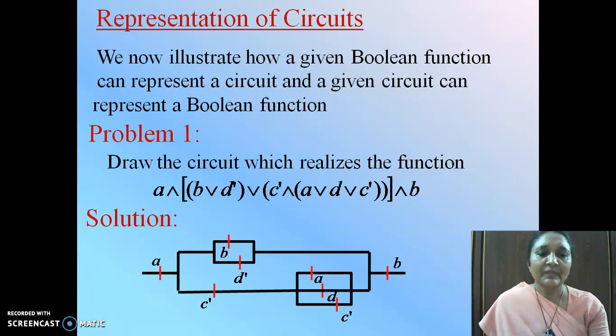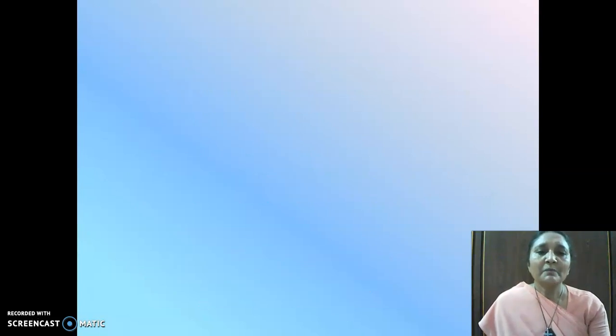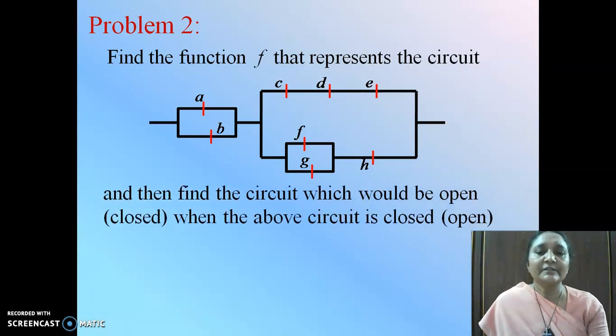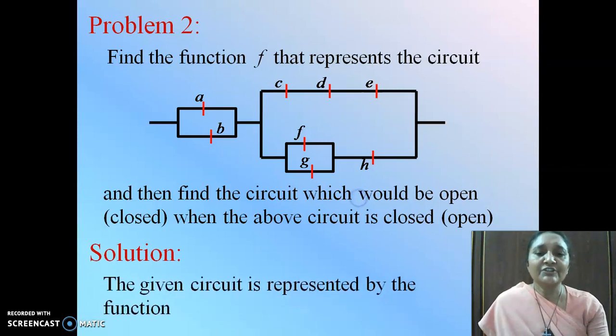The next problem: we are given a circuit and we are asked to find the function and finally to find its complement and draw the circuit. So find the function f that represents the circuit and find the circuit which would be open when the above circuit is closed, and when the above circuit is closed we have to show that it is open. Now first we shall find the function.